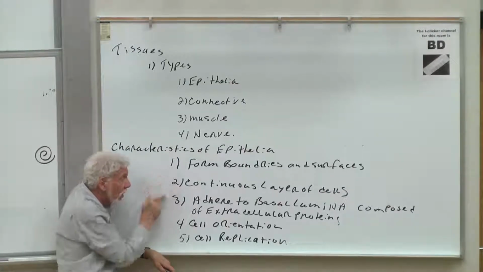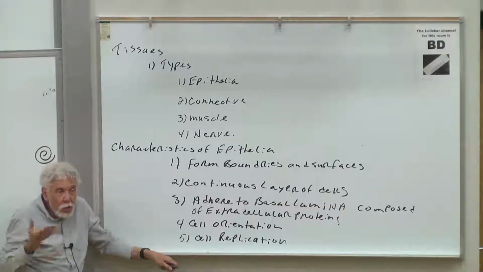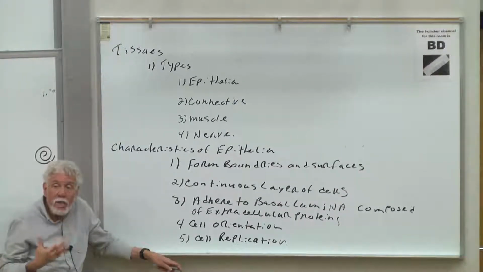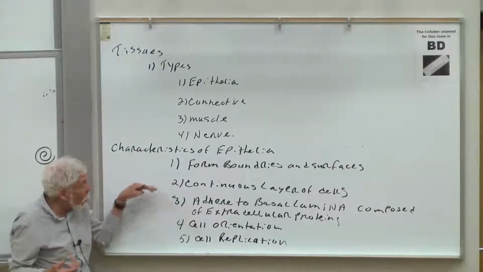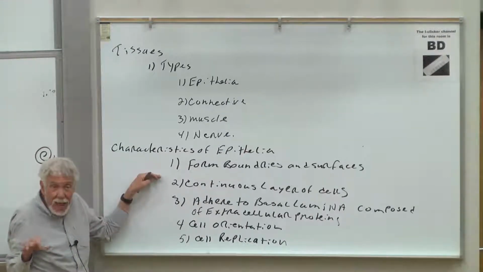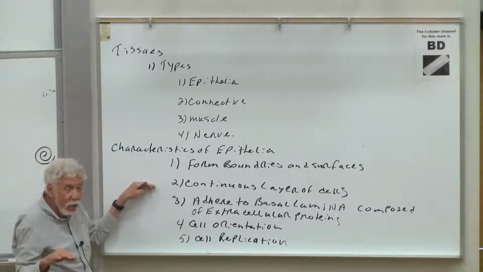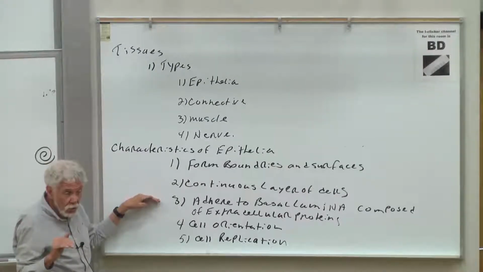But more important than either of these two is they always adhere or sit on an extracellular series of proteins known as a basal lamina. The basal lamina provides a binding site for all of these epithelial cells in this great broad sheet. So they're tacked down. All of these cells are tacked down to a basal lamina. And the basal lamina is composed of extracellular proteins.